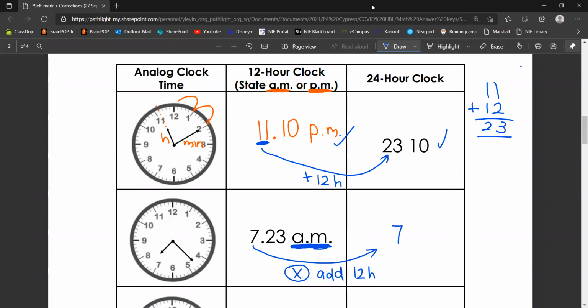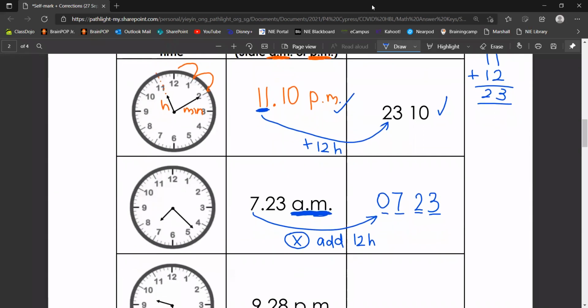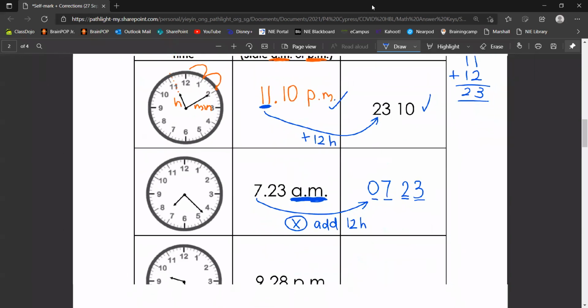That will be 7:23. But remember that in the 24-hour clock, we always have 4 digits. So for this missing blank, we can fill in the 0. Next.